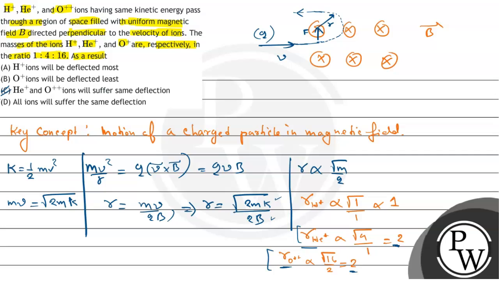And we can see here that the radius of the circular path of the H plus ion is the lowest. And if the radius of the circular path is lowest, then you can say that deflection is most. That means our option A is also correct, that H plus ion will deflect the most, right? So our option A and C is correct.